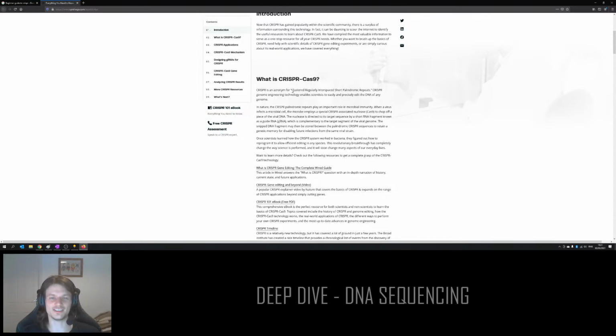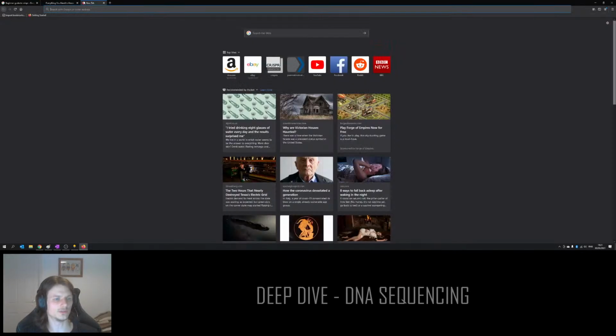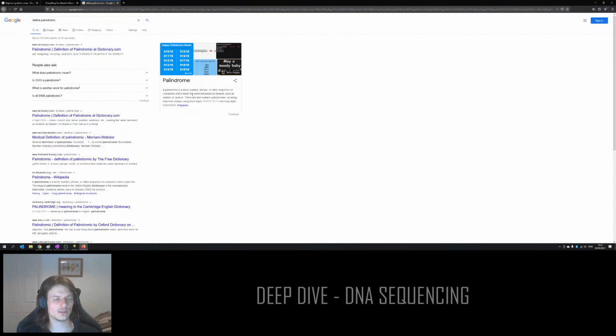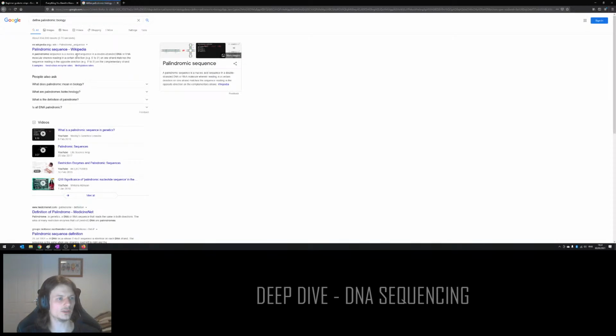CRISPR is an acronym for Clustered Regularly Interspaced Short Palindromic Repeats. Palindromic. Yikes. A nucleic acid sequence in a double-stranded DNA or RNA molecule, wherein reading in a certain direction, e.g. 5 prime to 3 prime, I don't know what that is, on one strand matches the, oh no. Let's just go through to it.